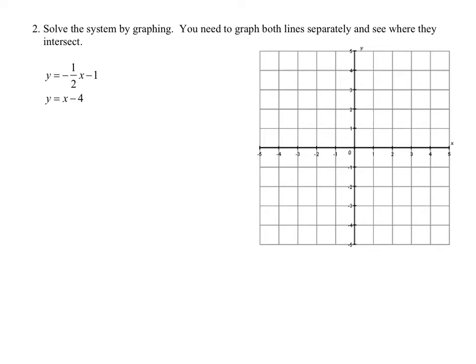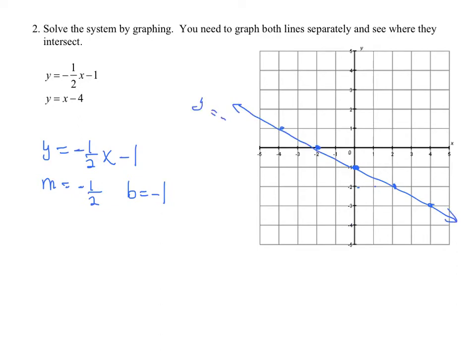Now, in order to solve a system by graphing, you have to do what we just did: graph the two lines and see where they meet. This first one, y is equal to negative 1/2 x minus 1, is already in slope-intercept form. So I'm at negative 1. The slope is negative 1/2, and the y-intercept is negative 1. So I'm going to go down 1, right 2. Down 1, right 2. Or I can go up 1, left 2. Up 1, left 2. And there's my line. I label it.